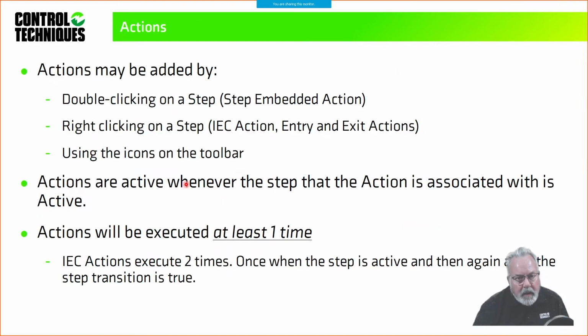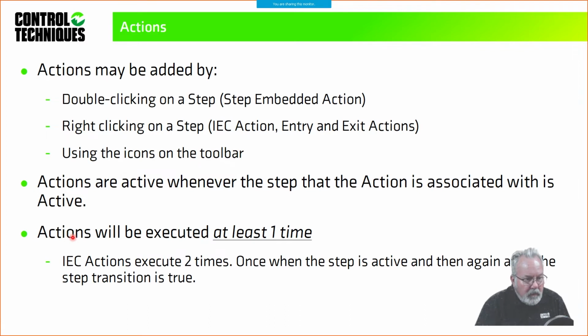So you can add an action by double-clicking on a step, which is called a step embedded action, or right-clicking on a step. Right-clicking is how you add one of the IEC actions or an entry and exit action, or you can also use the icons on the toolbar. So the action for a step is active whenever the step that the action is associated with is active.